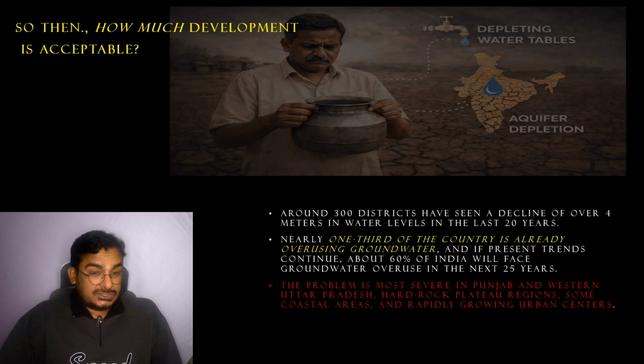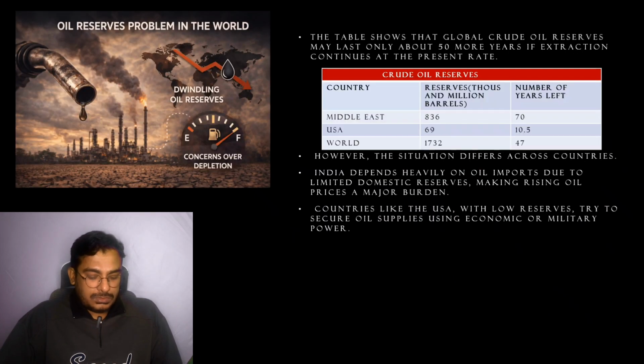Oil is essentially a significant factor for development. Now, what about the Middle East? Middle East is left with another 70 years of oil. What about America? America has around 10 years of oil left. What about the world average? World average has around 47 years of oil left.